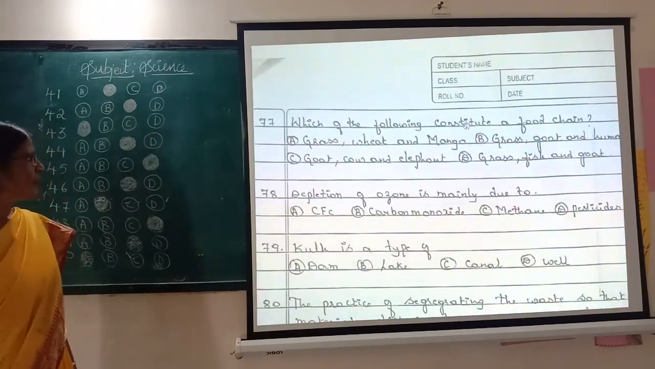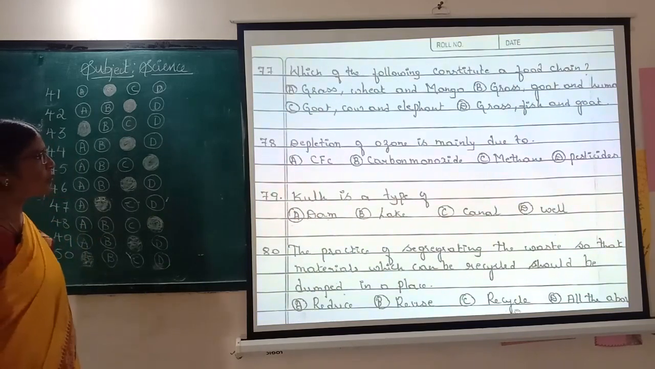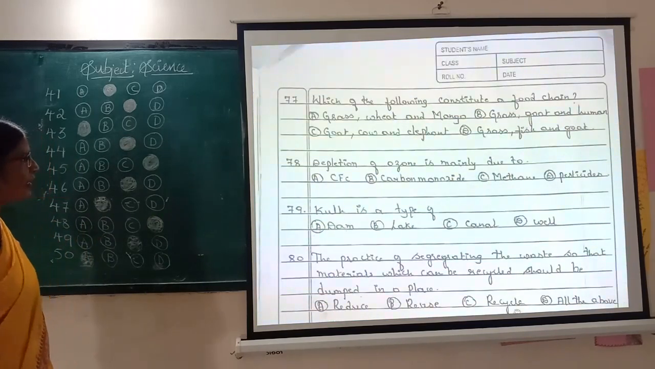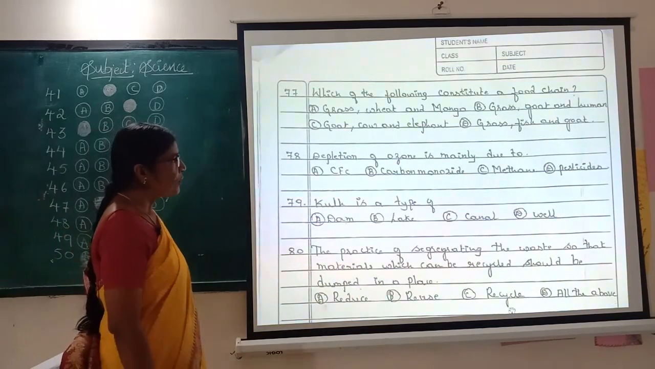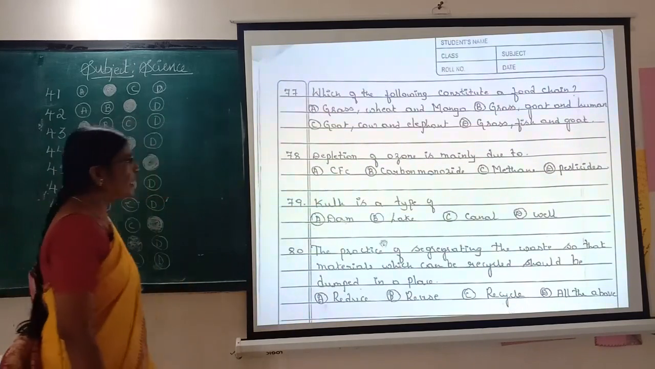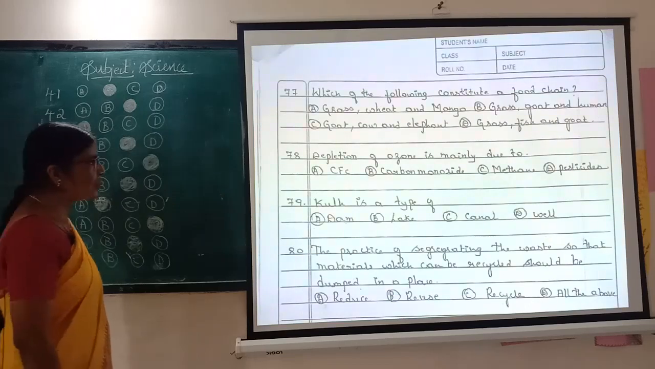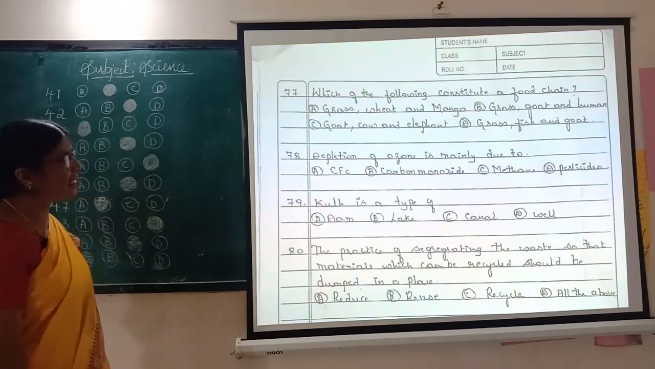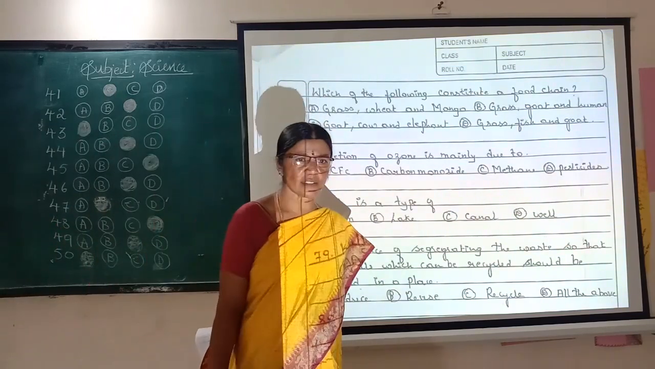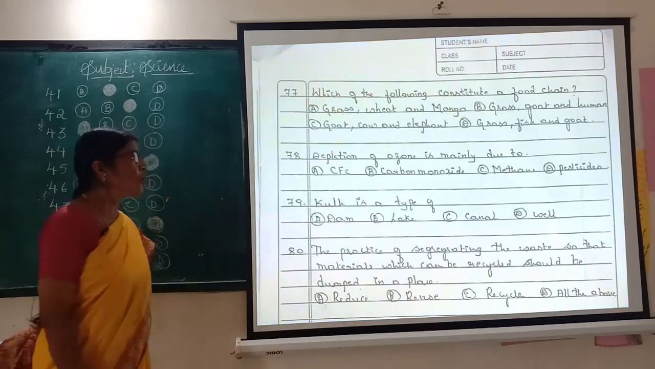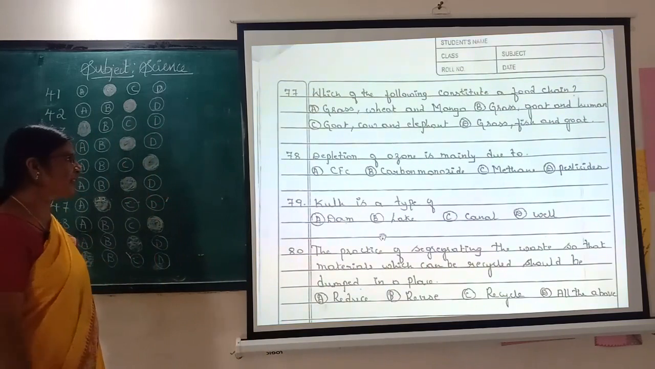Next, 77th question, children. Which of the following constitute a food chain? Option A, grass, wheat and mango. Option B, grass, goat and human. Option C, goat, cow and elephant. Option D, grass, fish and goat. Option B is the right answer, children, because grass is eaten by a goat and the goat is in turn eaten by a human. So option B is the right example for a food chain, children.